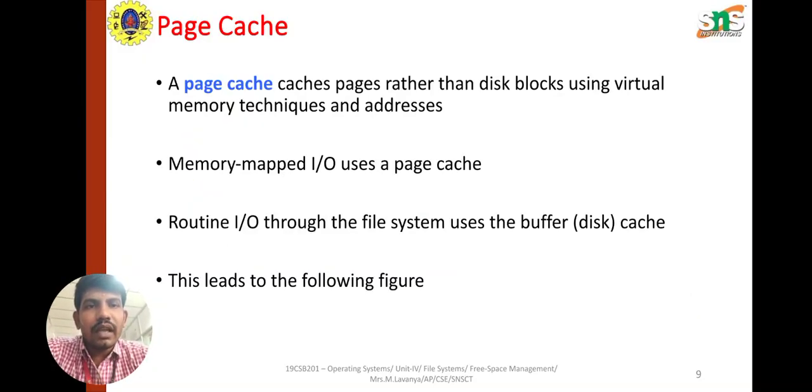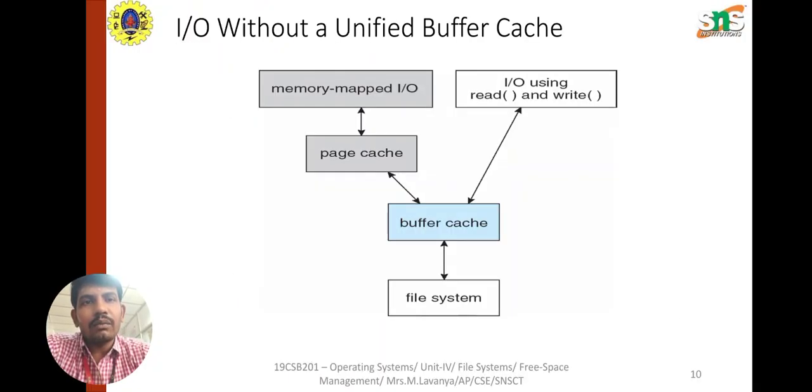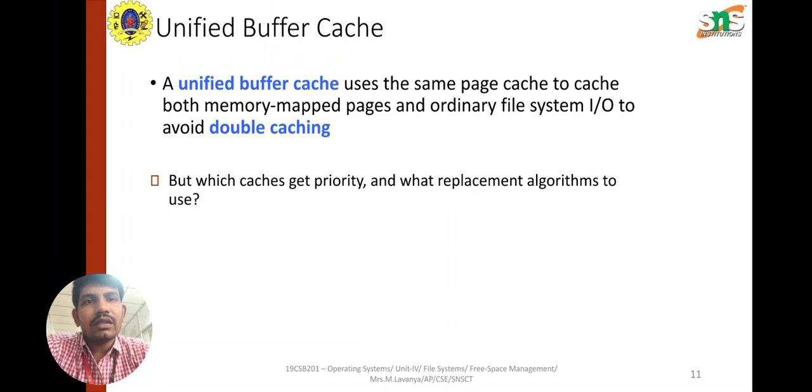Page cache: a page cache caches pages rather than disk blocks, using virtual memory techniques and addresses. Memory-mapped input/output uses the page cache, while routine input/output through the file system uses the buffer or disk cache. That leads to the following figures: input/output without a unified buffer cache. With memory-mapped input/output, memory-mapped reads and writes are mapped with the page cache, and the buffer cache is only for the file system. A unified buffer cache uses the same page cache to cache both memory-mapped pages and ordinary file system input/output, to avoid double caching.